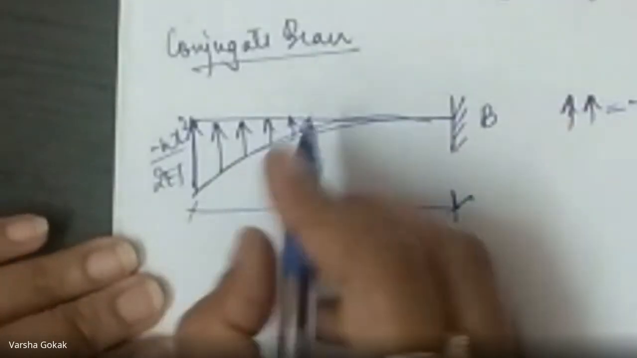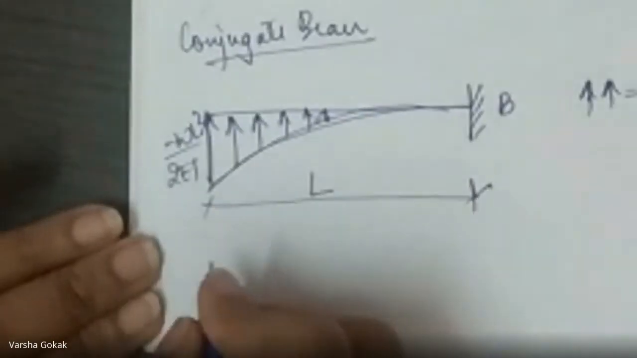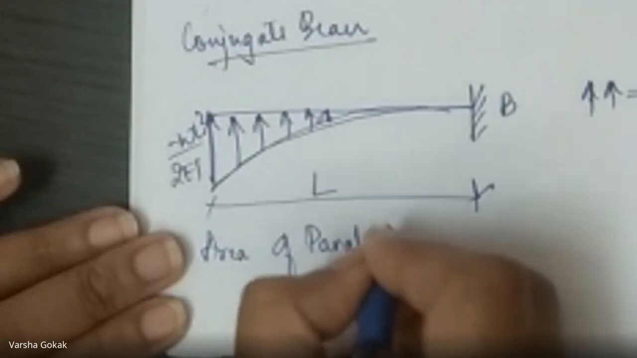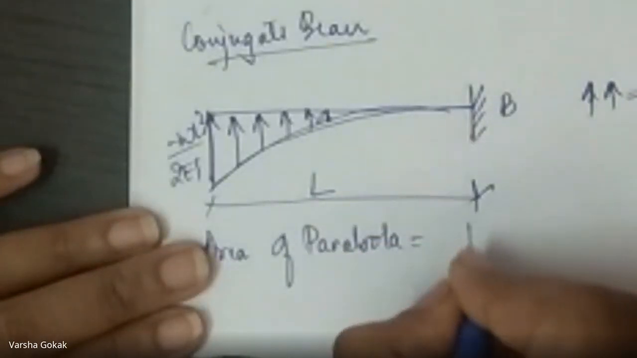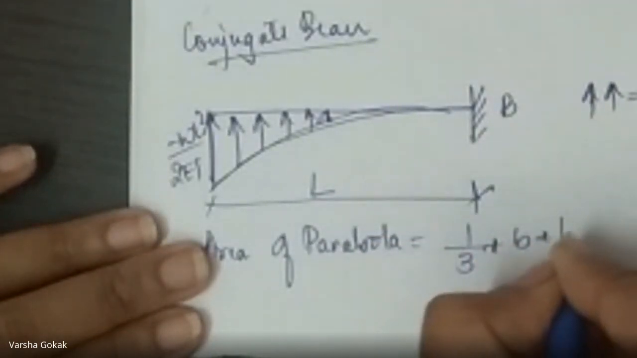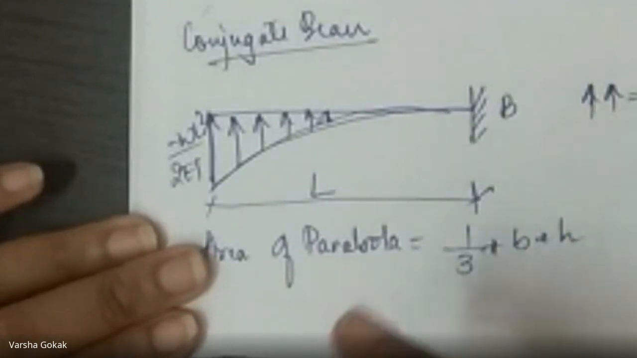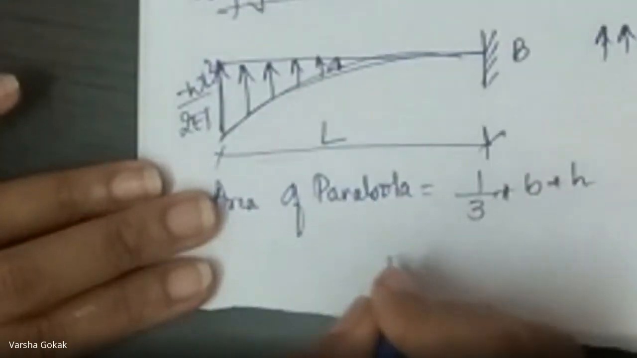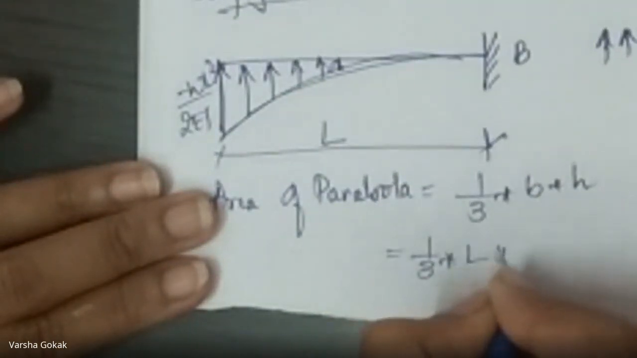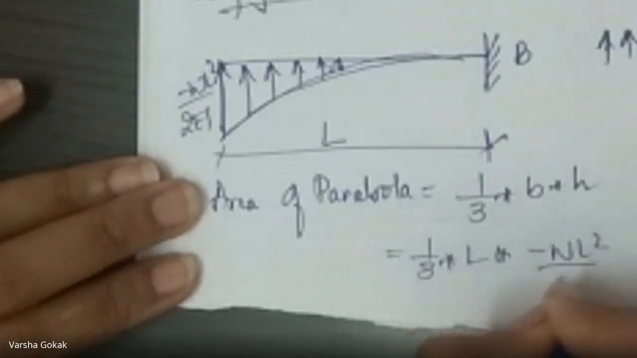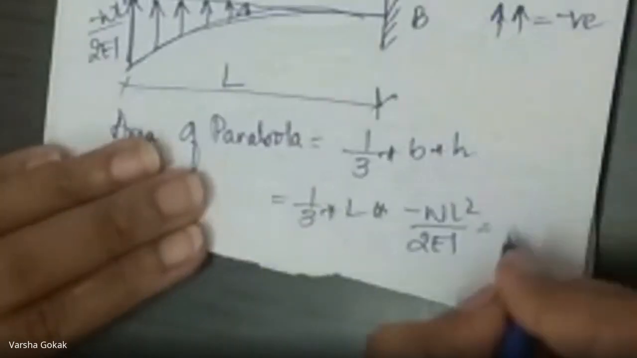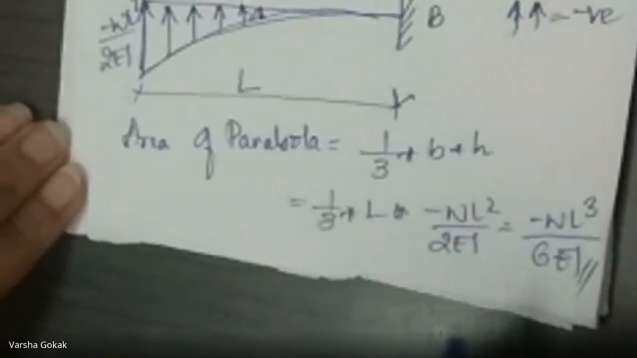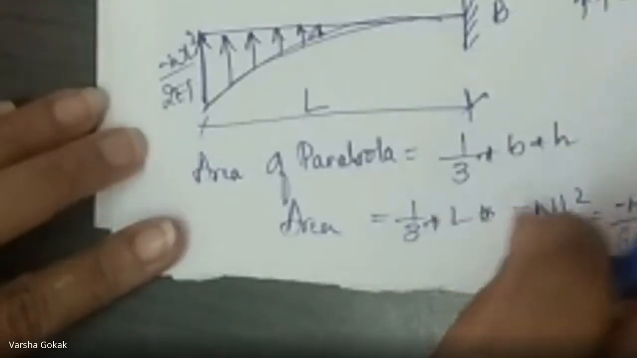Correct? So first, this is a parabola. What is the area of a parabola? Anybody? You know? It is going to be 1/3 base into height. Half base into height is for a triangle; 1/3 base into height is the area of a parabola. So write that. 1/3, base is L, height is minus WL square by 2EI. So this is going to be minus WL cube divided by 6EI. Correct? This is the area of the parabola.